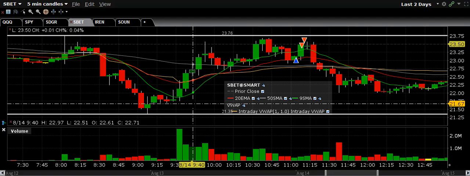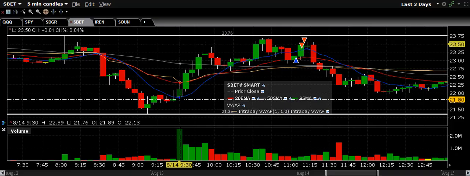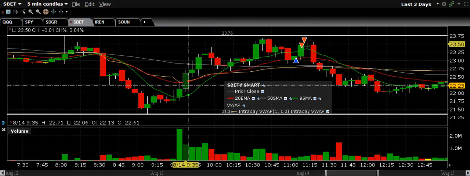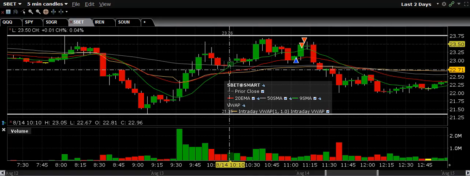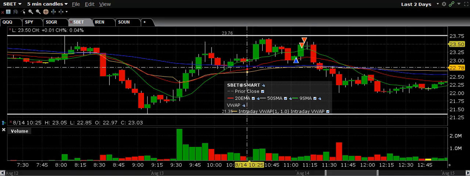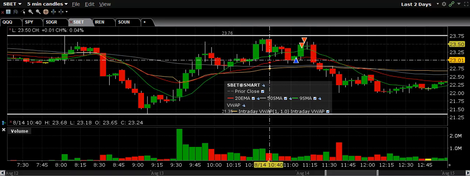So this is a chart for SBET. You can see the open right here at 9:30. Had a really strong open and then a pullback. I would have loved to get in right here, but I was not home yet. So I actually ended up getting home right around here.